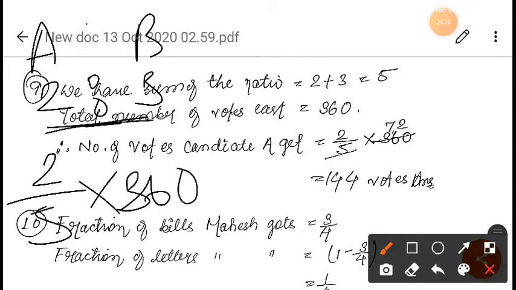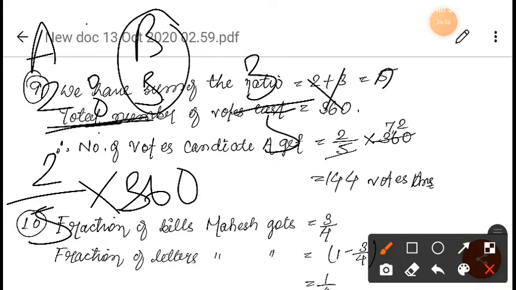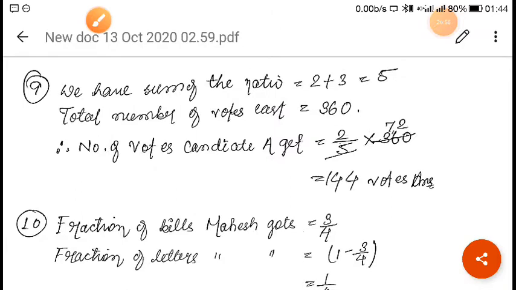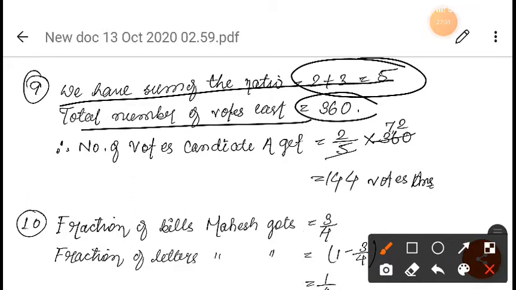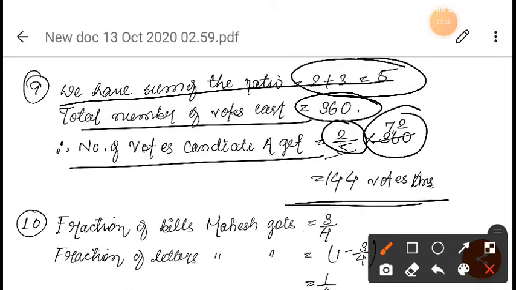Now suppose, in another question, for your understanding, if it is given that we have to find out the votes that candidate B has got, then at that time we will write 3 by 5 again into 360. But in this question they are asking only for A, right? So the sum of the ratio is 5, the total number of votes is 360, and the number of votes A got is 2 by 5 into 360, which is 144 votes.